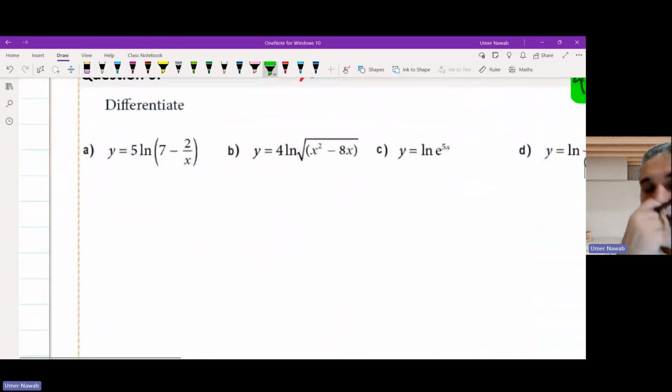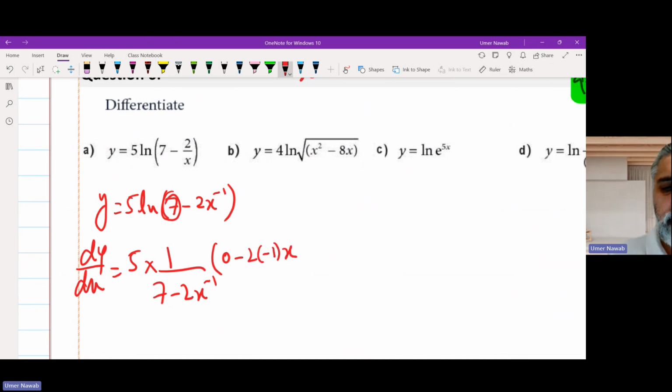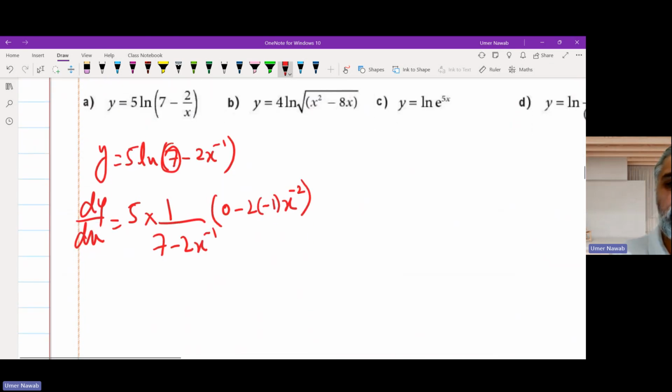Okay, so ln properties are very, very suitable for me. Now, when I solve this question, guys, I need to write it as 5 ln of 7 minus 2x raised to the power minus 1. Okay, so dy by dx will be equal to 5, reciprocate 7 minus 2x raised to the power minus 1. Further derivative of 7 is 0. Here minus goes back, any minus 2, minus goes back, and from the power you take off 1, which is minus 2. Now, can I write my final answer, boys?